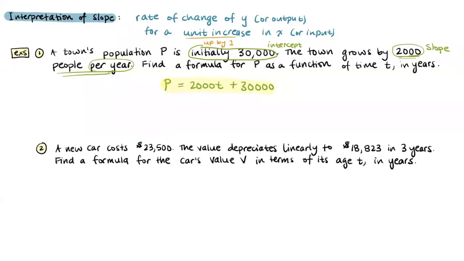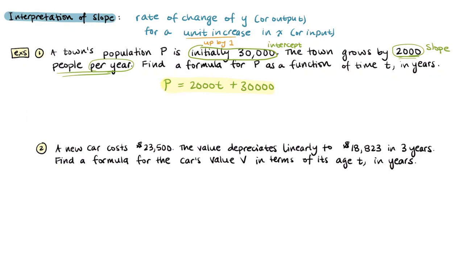In the second example, we have a car's value depreciating over time. When you buy a new car, the second you take it off the lot, it starts to lose value right away. So in this example, we have a new car that costs $23,500, and in 3 years, the value has depreciated linearly to $18,823. I want to find a formula for the car's value V in terms of its age t in years.